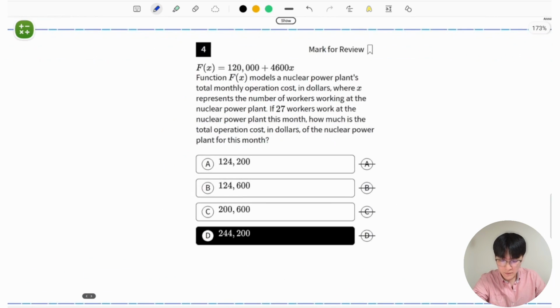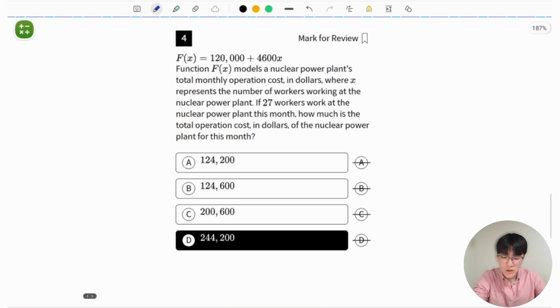All right, question number 4. f(x) is equal to 120,000 plus 4,600x. Function f(x) models a nuclear power plant's total monthly operation cost in dollars, where x represents the number of workers working at the nuclear power plant. If 27 workers work at the nuclear power plant this month, how much is the total operation cost in dollars of the nuclear power plant for this month?